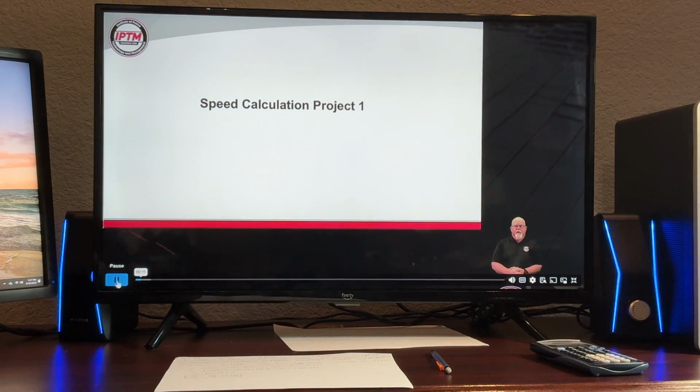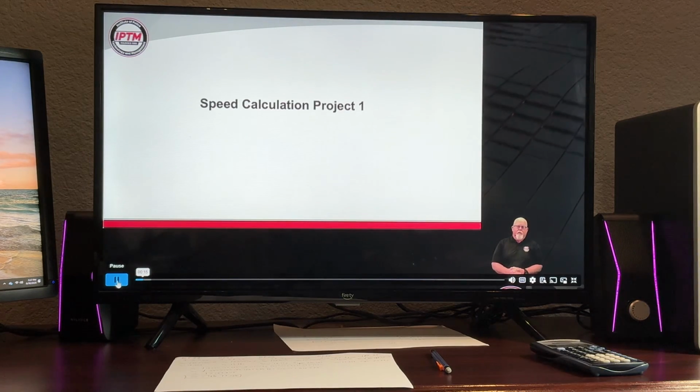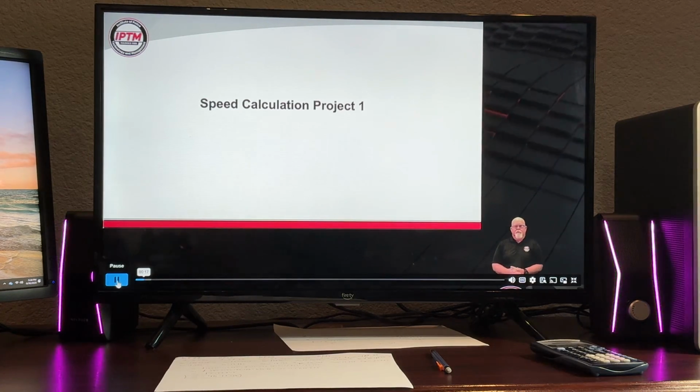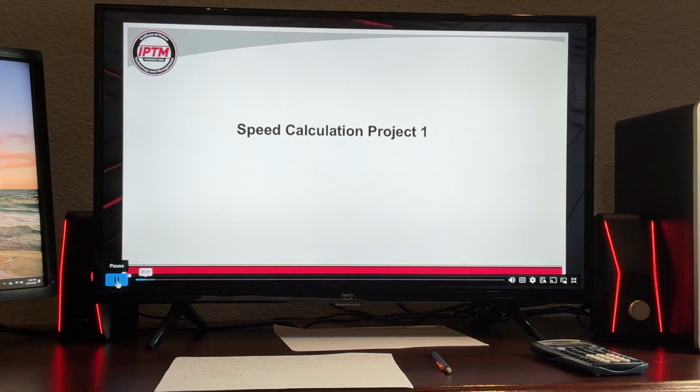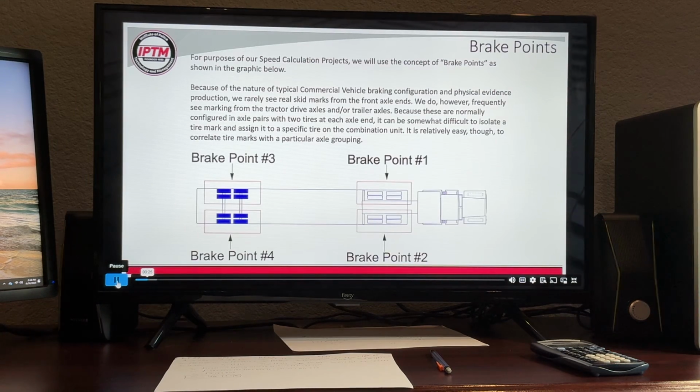This will be the first in our speed calculation project pack. You've got a total of 5, and they're all reasonably similar, so let's work through project number 1 together so you can get a sense of the flow and the way that we're looking to get this done.